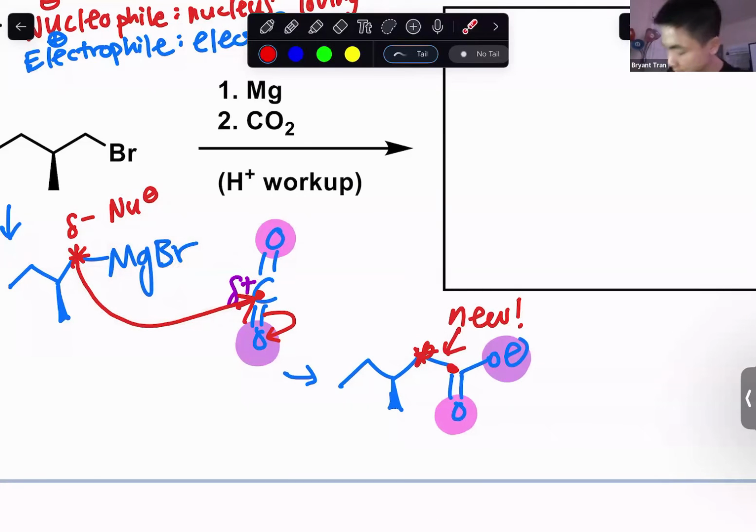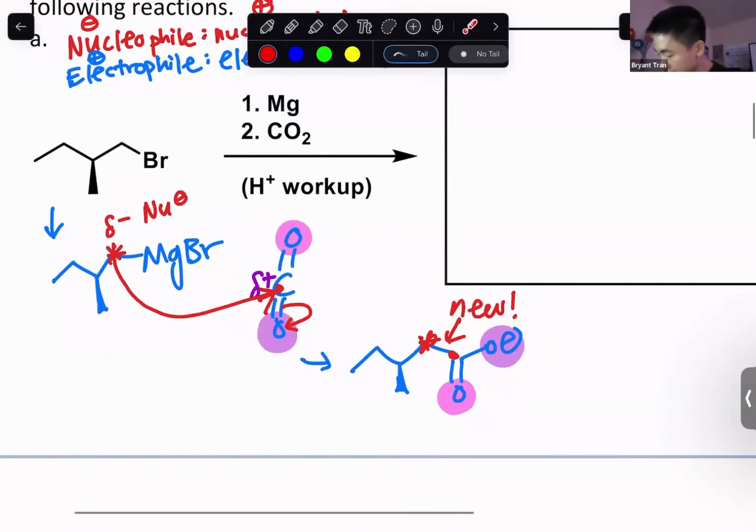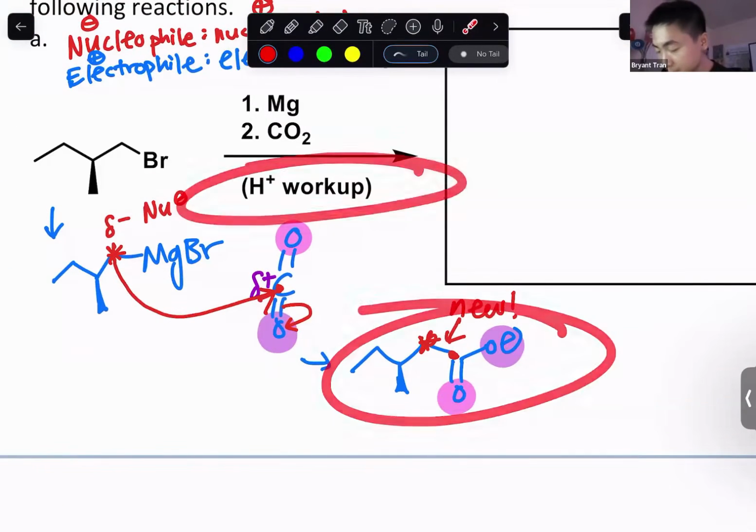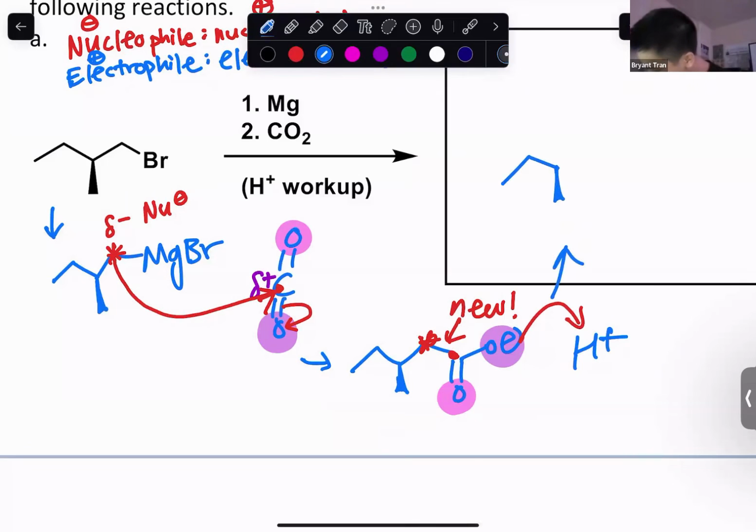Any questions on how I got to this point here, Zenith? Yeah, that makes sense. Okay, that's good. So now from here, we have an H plus workup, acid workup. We're going to use that to protonate the negatively charged oxygen to get to our neutral carboxylic acid like that.